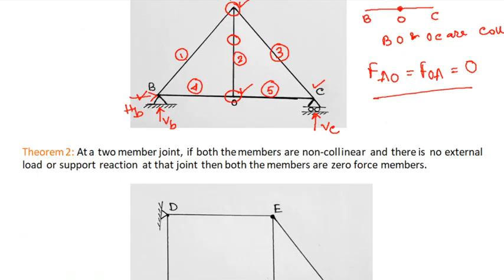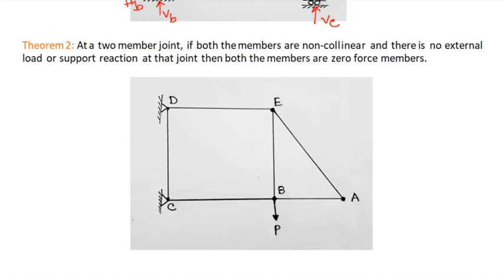Now let us look at the second theorem. The second theorem says that at a 2-member joint, if both the members are non-collinear and there are no external load or support reactions acting at that joint, then both the members are zero force members. Here we need to look at a 2-member joint which is not carrying any external load or support reactions.